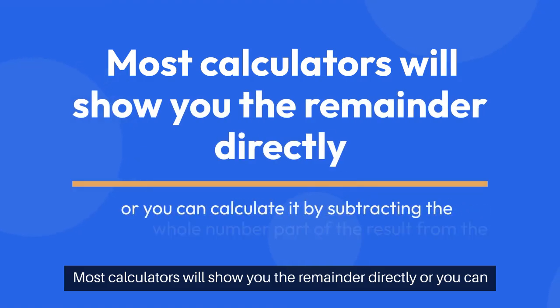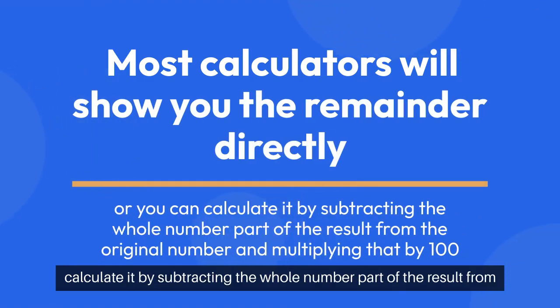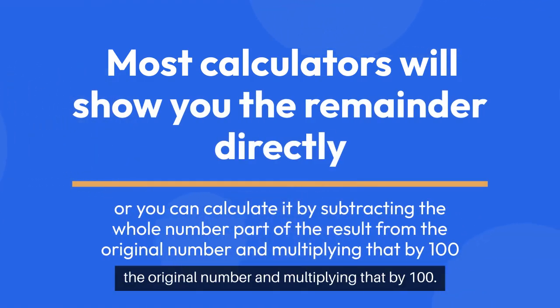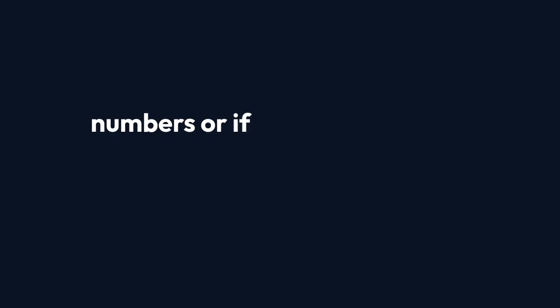Most calculators will show you the remainder directly, or you can calculate it by subtracting the whole number part of the result from the original number and multiplying that by 100. This provides a fail-safe method ensuring accuracy, especially when working with larger numbers or if there is any doubt about the manual calculation.